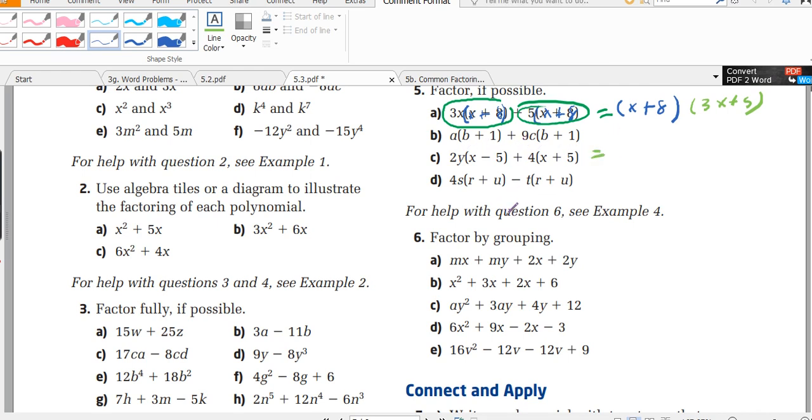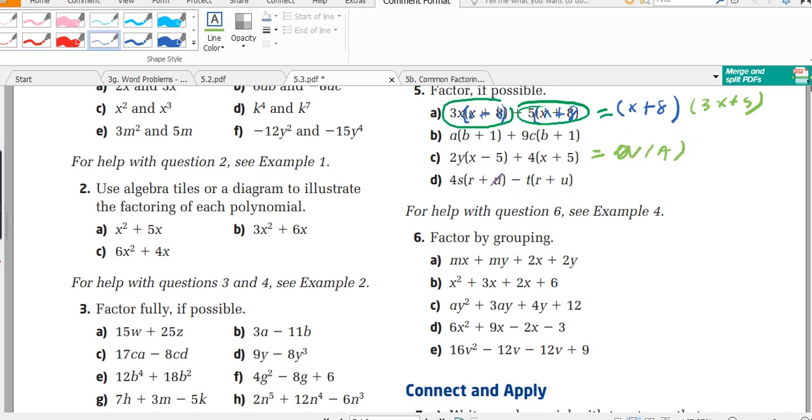So this one, now I got to be careful. Are these two the exact same? No. So in fact, I can't factor this one as of yet. Okay. So this one, no go.